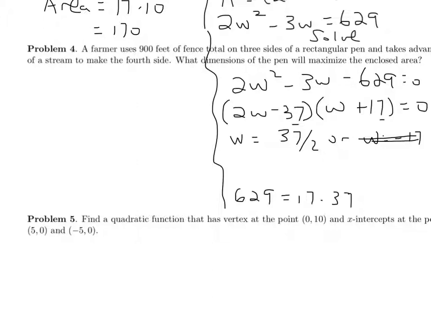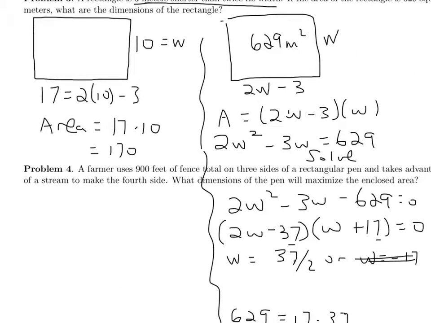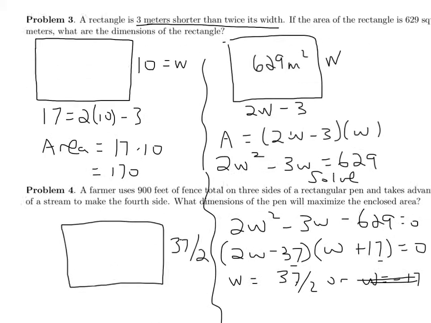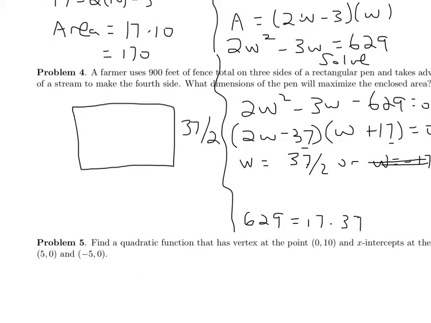So my answer is, back in my original rectangle, my width should be 37 halves, so that's like 18 and a half, and my length, the other dimension, remember, comes from doubling the width and subtracting 3. So if I double 37 halves, I get 37. Subtract 3, you get 34. So these are the dimensions of the rectangle that has 629 meters squared and has the property that the length is 3 less than twice the width.